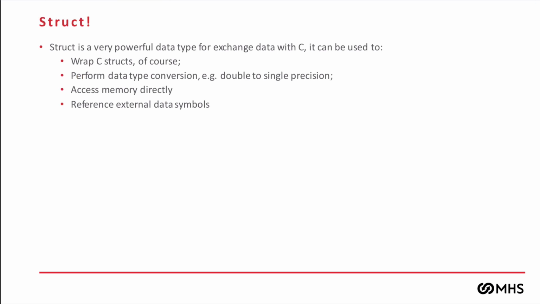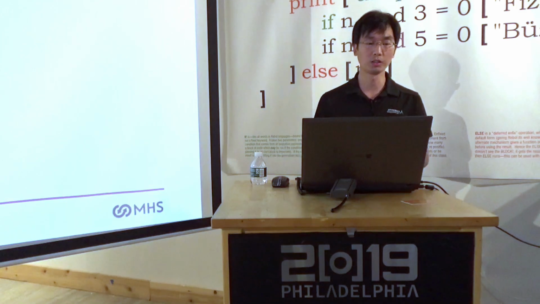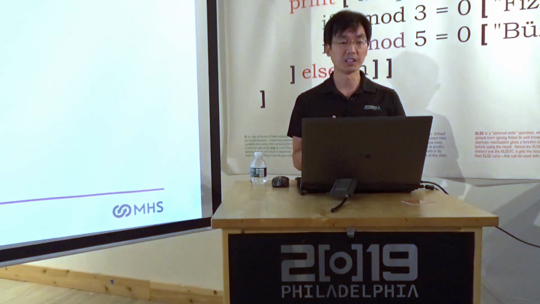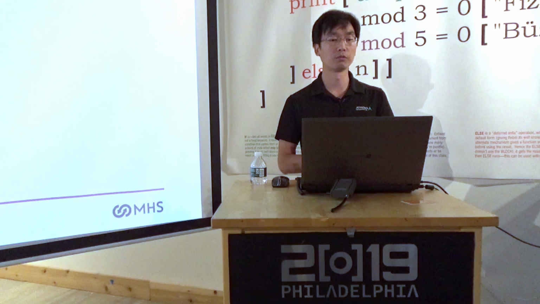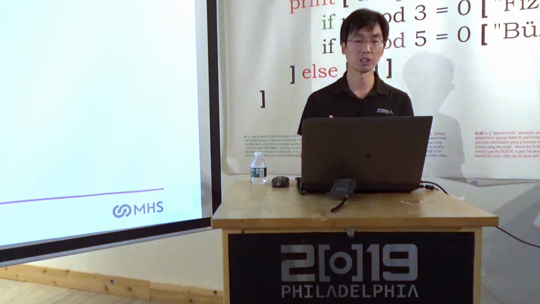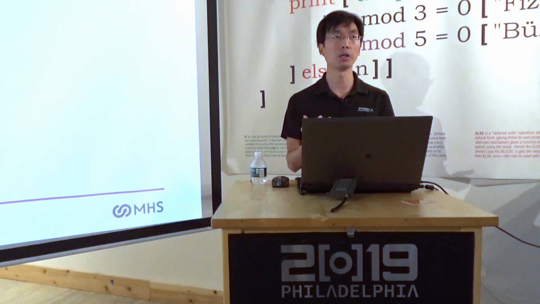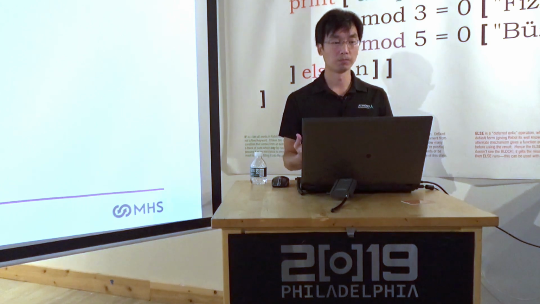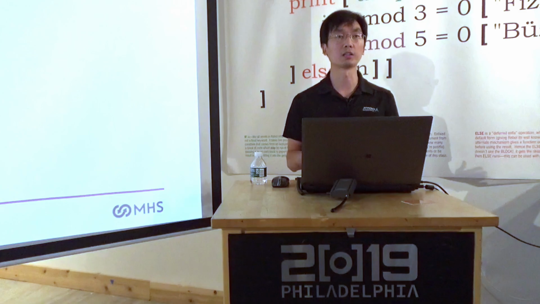Next thing is the struct. It's very powerful in this interface. First thing, of course, it needs to be able to wrap the C structs. And it can also be used to perform some data conversion, like to convert from a decimal in Rebol to a single precision float in C, because in some cases you do need that conversion.